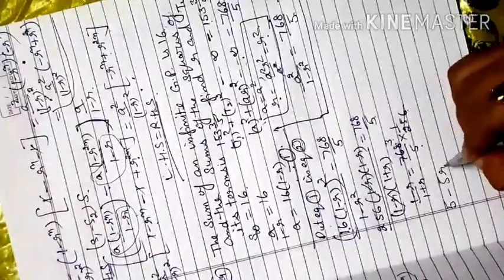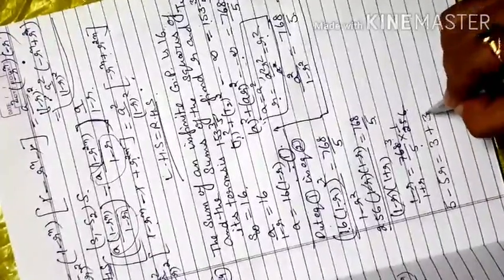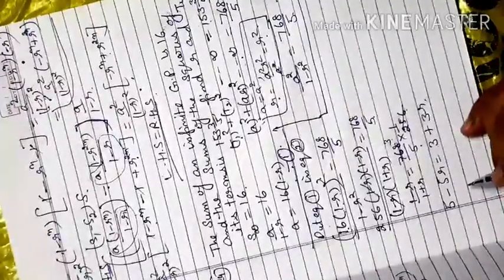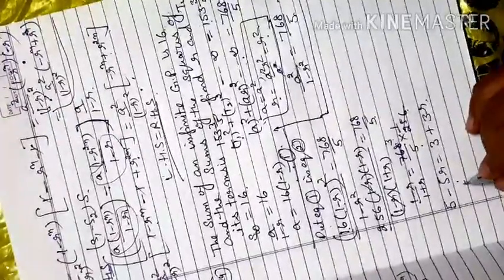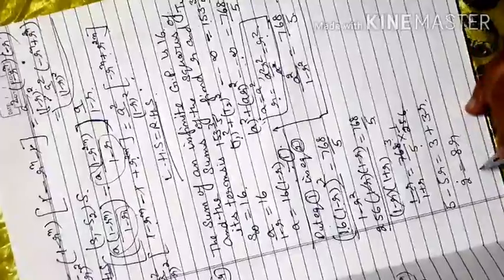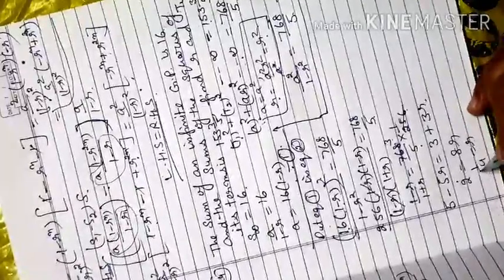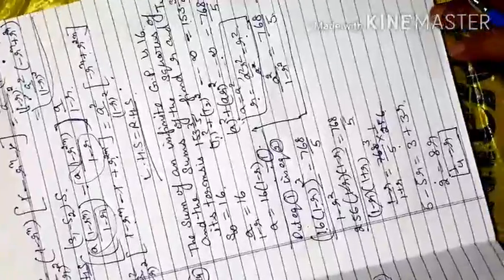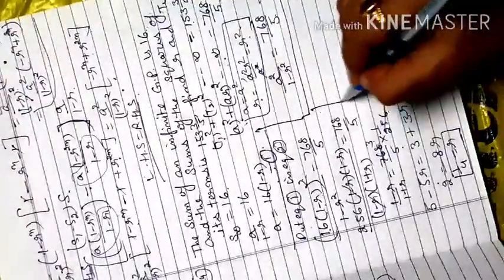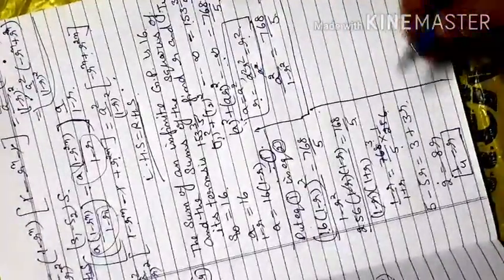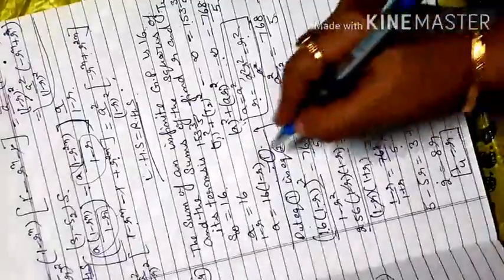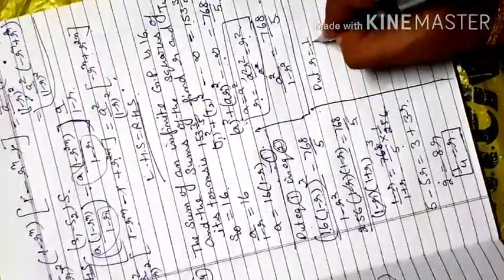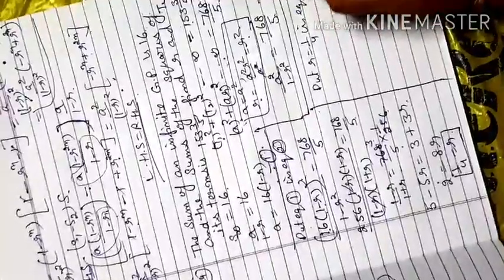5 minus 5r is equal to 3 plus 3r. Now when you cross multiply, you will get the value. This is 2 is equal to 8r, and 1 by 4 is equal to r. 2 divided by 8 gives me 1 by 4. Now here you get the r value as 1 by 4. After getting the r value, you have to substitute this r value in equation number 1. Put r is equal to 1 by 4 in equation 1.